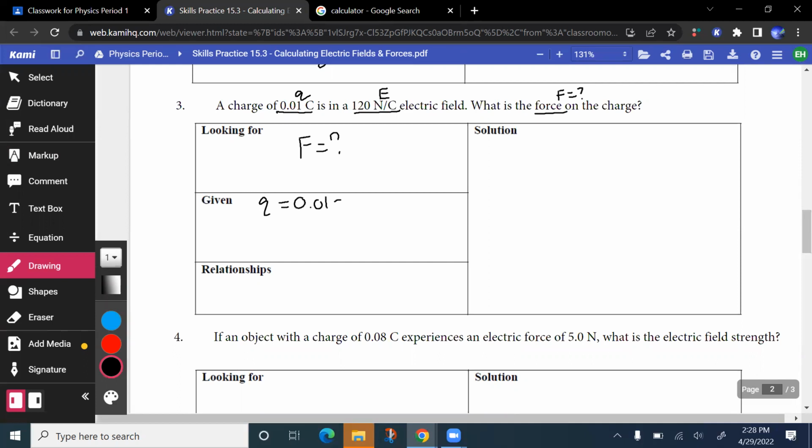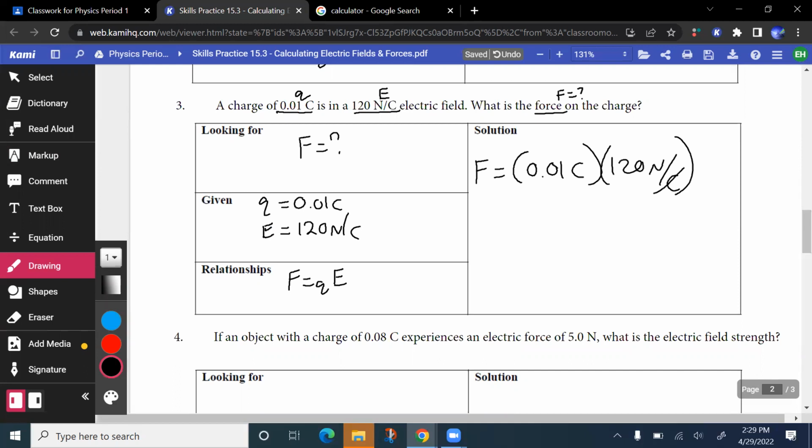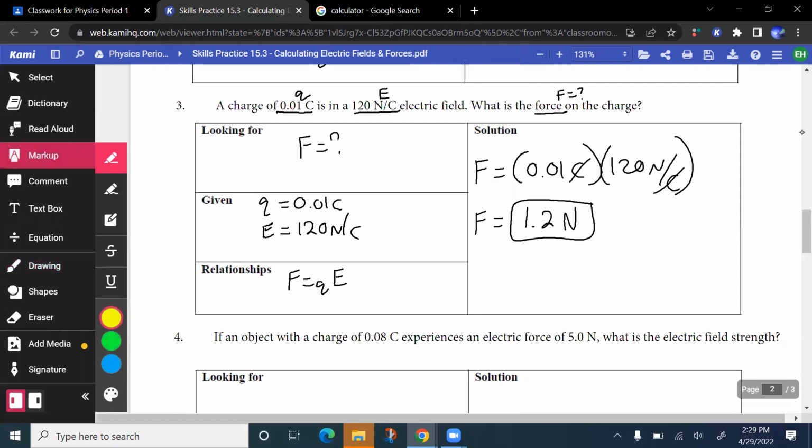Charge is 0.01 coulombs. The electric field strength is 120 newtons per coulomb. The equation we're using is charge times the field strength equals the force, which would be 0.01 coulombs times 120 newtons per coulomb. And 120 times 0.01 is 1.2 newtons of electric force.